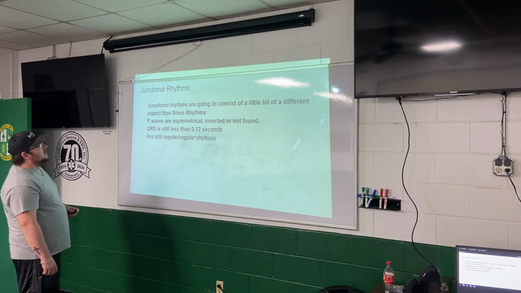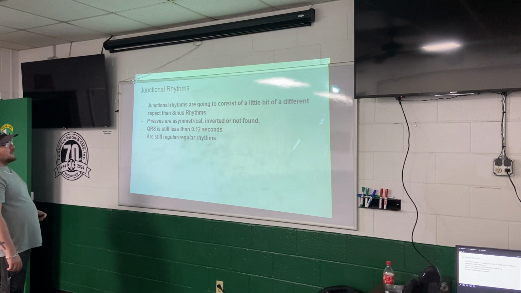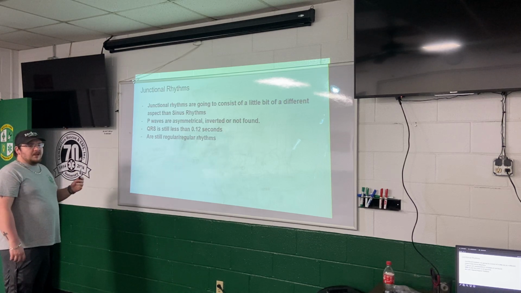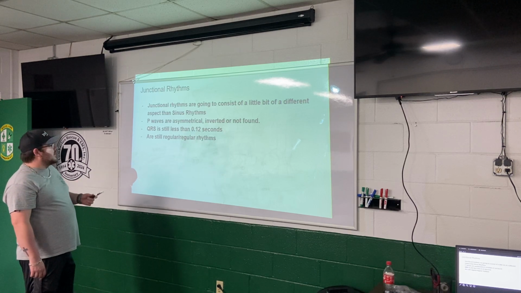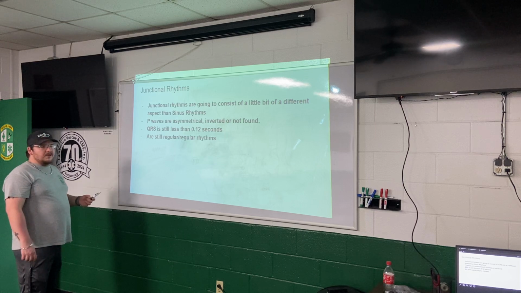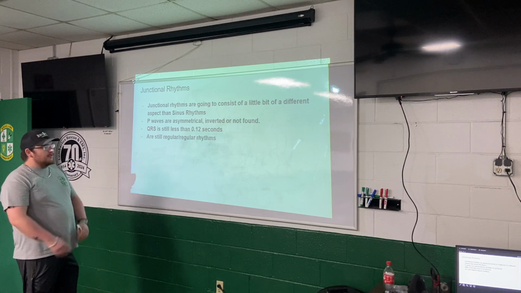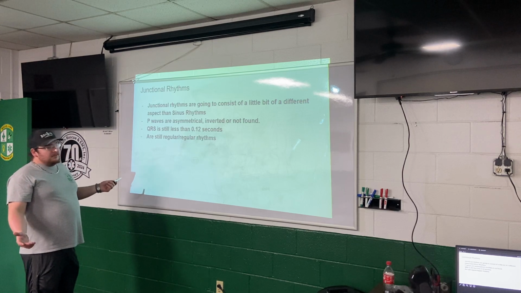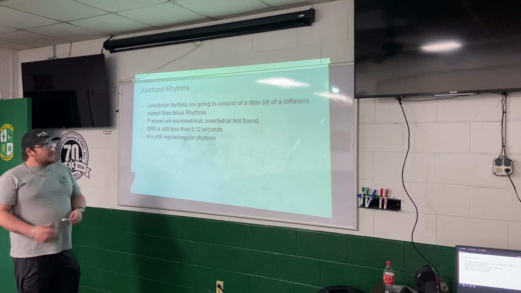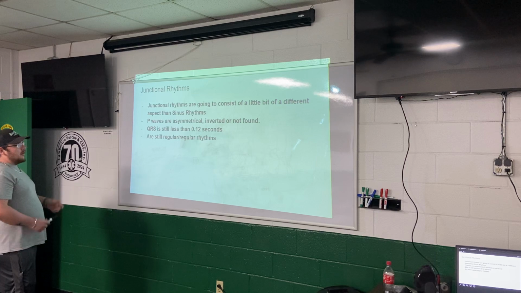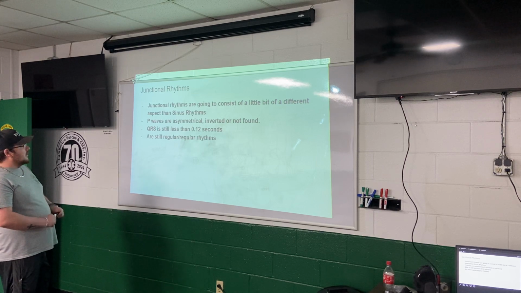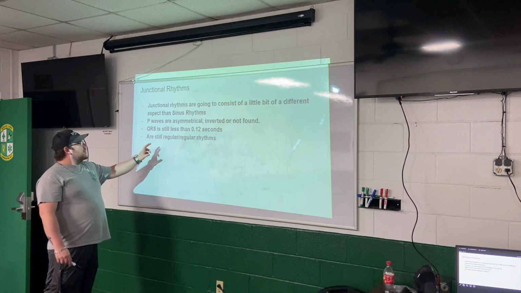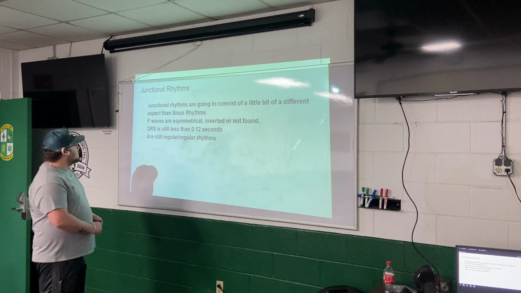Junctional rhythms. Your junctional rhythms are going to consist of a little bit different aspect than sinus rhythm. Your P waves are going to be asymmetrical, which means you can't cut them in half, you can't fold them over. They could be inverted, which means they could be upside down, or they might not be there at all. Your QRS is still going to be less than 0.12 seconds, and they're still going to be regular rhythms.